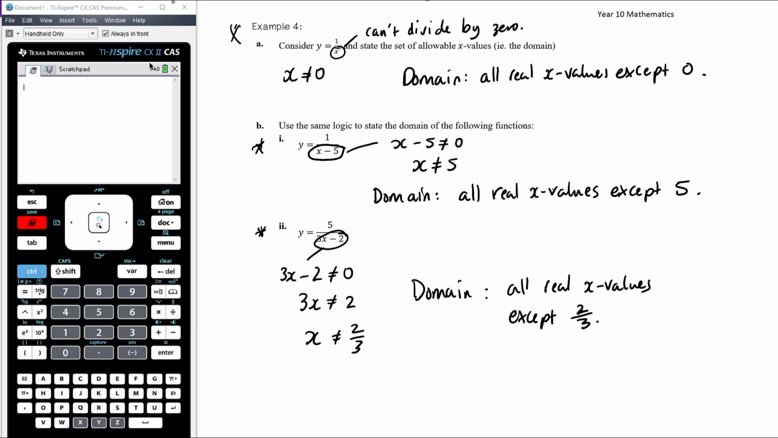As I said, in a couple of videos' time, we'll have a look at sketching these kinds of graphs in example 4, and you'll see how that shows up on the graph, that we want to draw the graph for all x values except at one particular value. We'll have a look at what happens there.